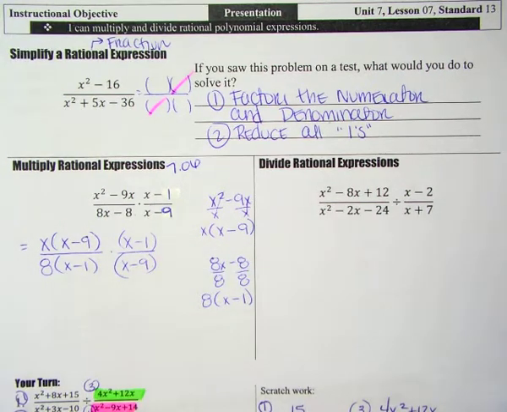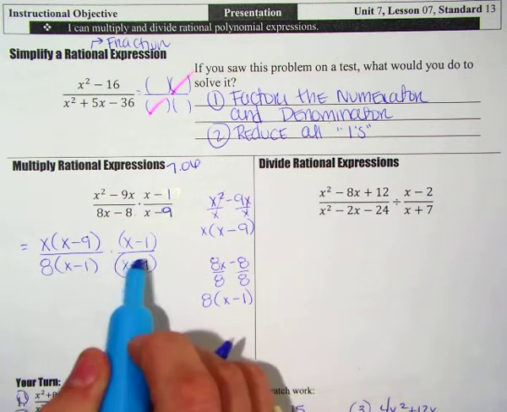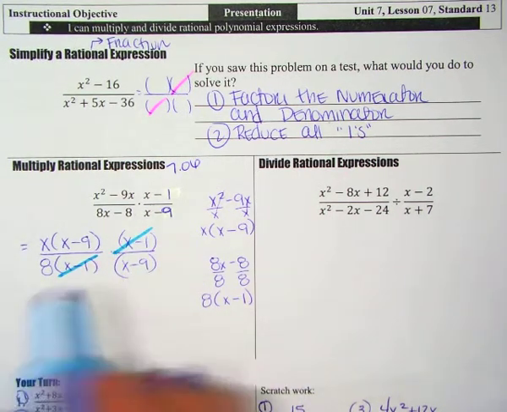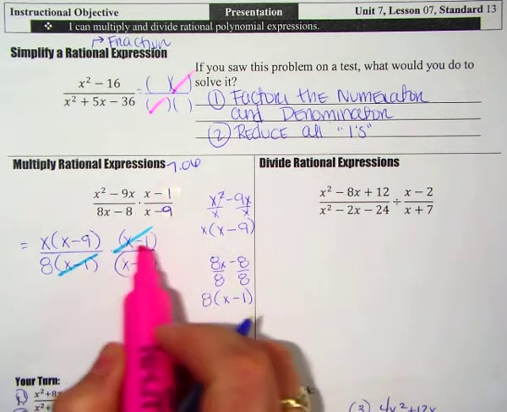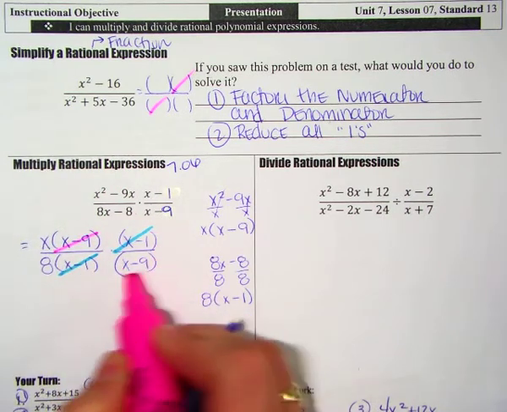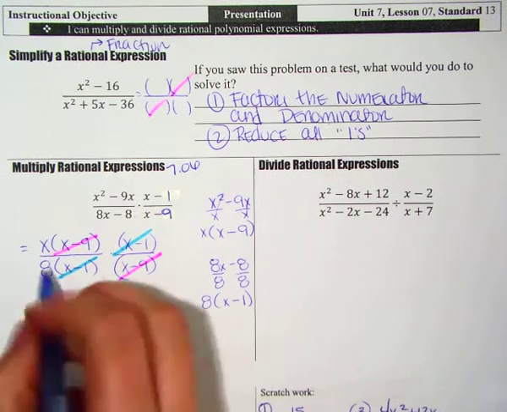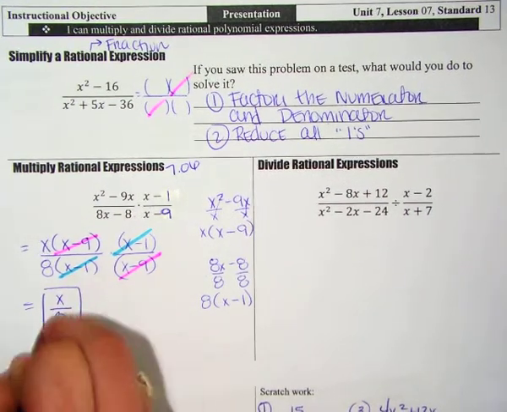And again, we would multiply these fractions straight across. Since this would all end up in the numerator and this would all end up in the denominator, anything divided by itself is 1. So those two reduce, because x minus 1 divided by x minus 1 is 1, and x minus 9 divided by x minus 9 is also 1. So this reduces to x over 8.